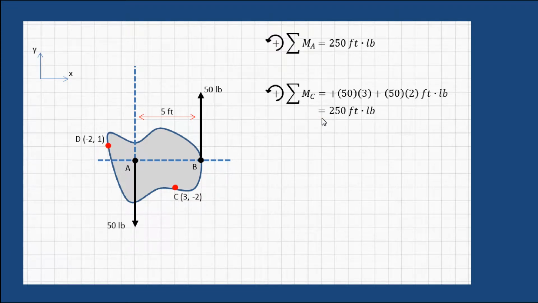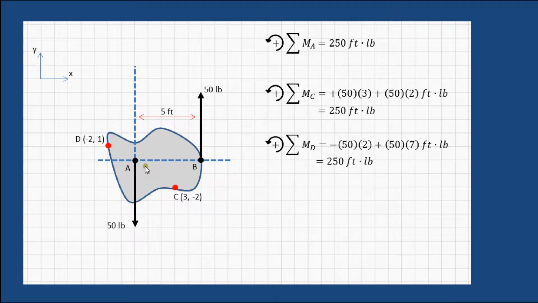Now we could ask, is this a coincidence? Well, let's take a look at another point. So let's look at point D, and in this particular case we take the 50-pound force here, which is at a moment arm of 2, but in this case it's causing clockwise rotation, so it becomes negative 50 pounds times 2 feet, and the moment arm between point D and this other force is 7 feet, so it's 50 times 7. And when we add these two together, we again find that the total moment produced by this couple system is 250 foot-pounds.